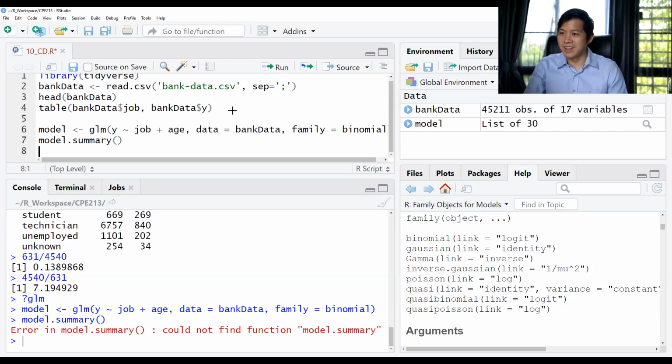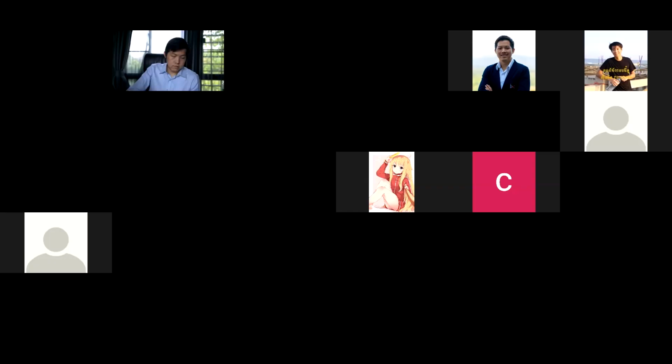Then you can, oh sorry, this is Python style. Summary and model. Looking at the summary of the model, this will give you the call, which is the way that you create this model, and it will give you the residual, just like in linear regression.